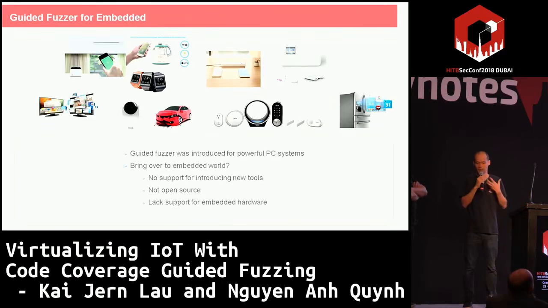There are three main issues when you want to bring a guided fuzzer to an embedded system. First, we do not have good support to run a guided fuzzer inside the embedded system. The second issue is that embedded systems are usually not open source. You don't have source code. And the last issue is that we lack support for embedded hardware.